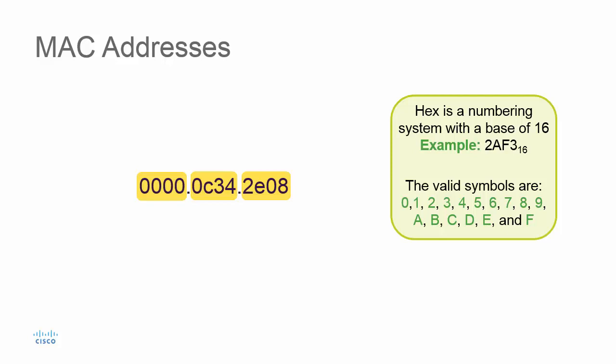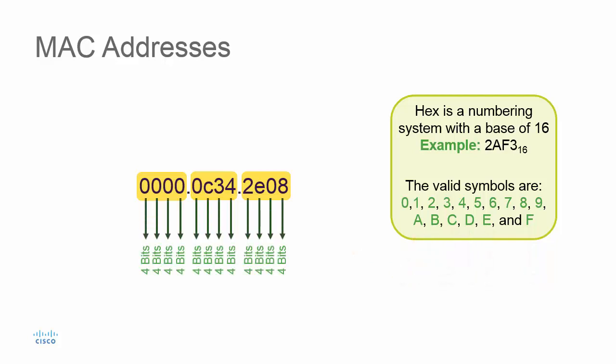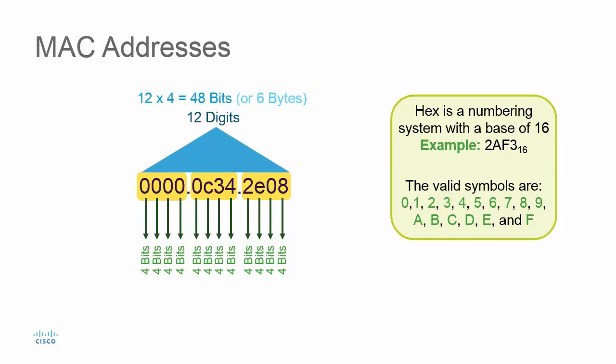The valid symbols in hexadecimal are 0 through 9 and A through F, and in decimal, A, B, C, D, E, and F are equal to 10, 11, 12, 13, 14, and 15 respectively. Each hexadecimal digit is 4 bits long, because it requires 4 bits in binary to count to 15. Now, because a MAC address is made up of 12 hexadecimal digits, it is 48 bits or 6 bytes long.